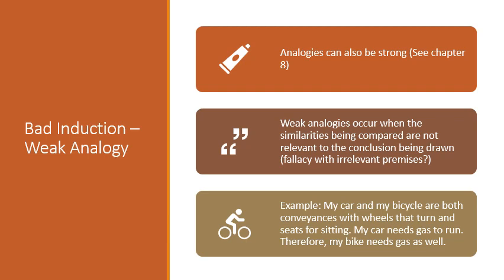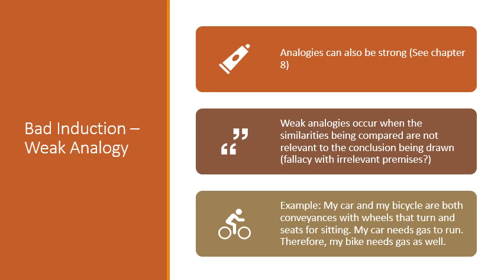But whether or not this argument is going to be strong depends on the similarities being compared. And if the similarities aren't relevant to the conclusion being drawn, then we say that the argument is weak. It's interesting that the word relevant comes up here because we just got done talking about fallacies with irrelevant premises. It could be argued that this is also a type of fallacy with irrelevant premises: if your similarities aren't relevant to the conclusion, then even if they're true, you're not going to be able to conclude the thing that you want to draw.